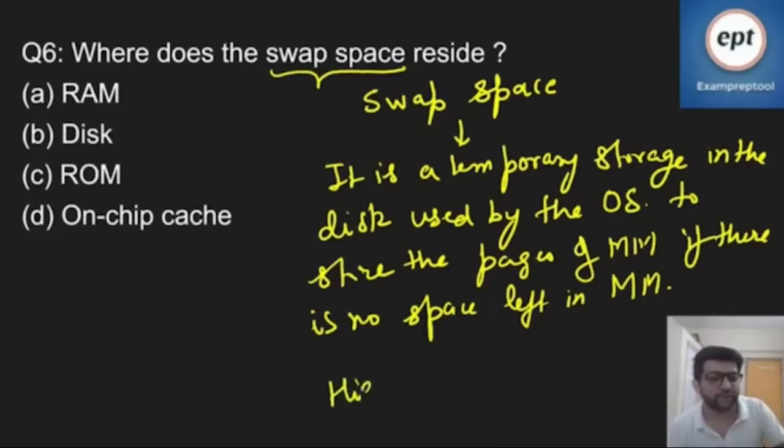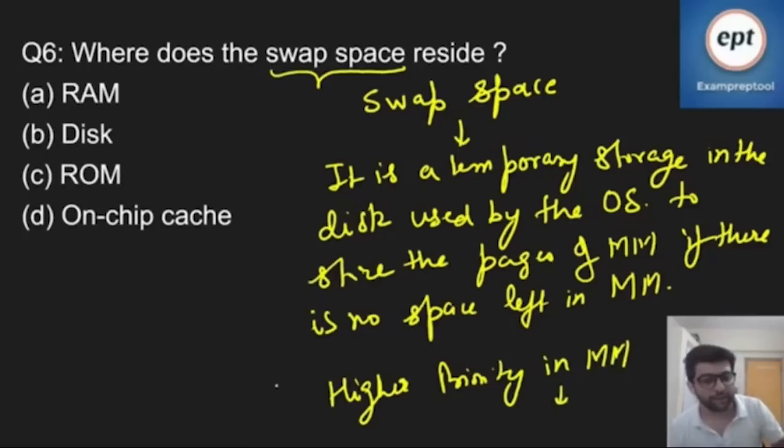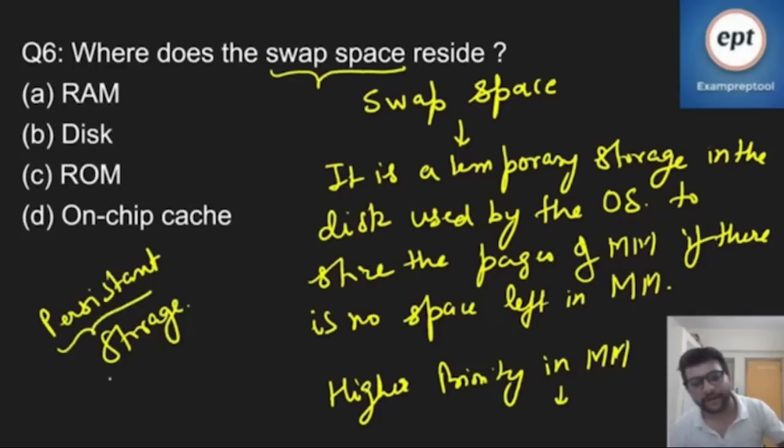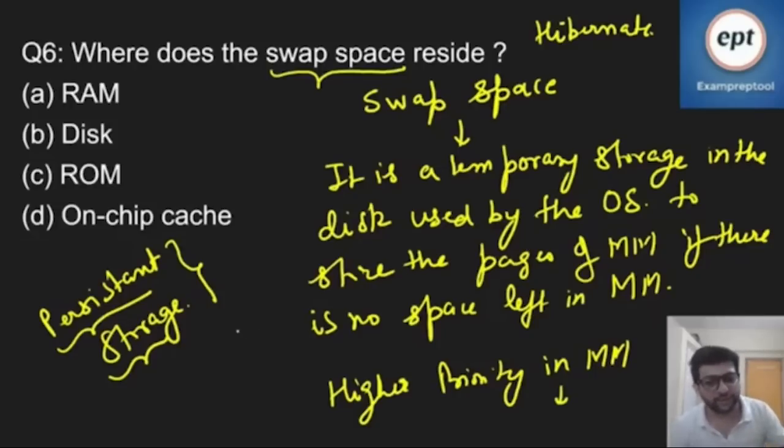If we want a higher priority process in the main memory, then the memory image of a lower priority process has to be kept somewhere, right? So it will be kept in the hard disk. It will be kept in a persistent storage. And since we are keeping it in a persistent storage, when we hibernate our computers, the complete memory image is also stored in the disk, which is our persistent storage, right?